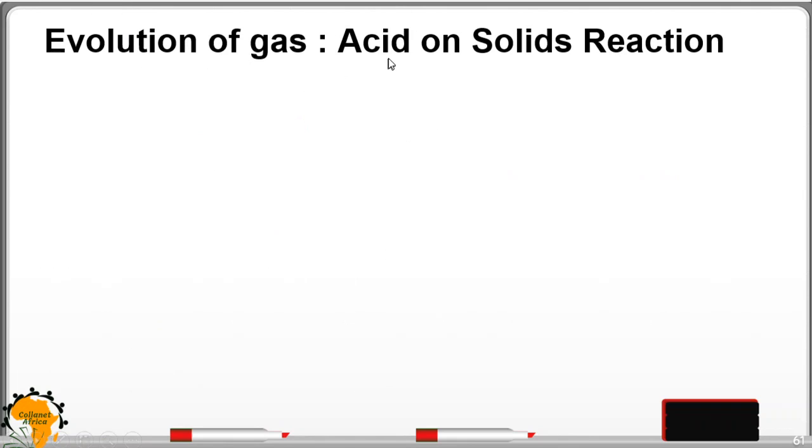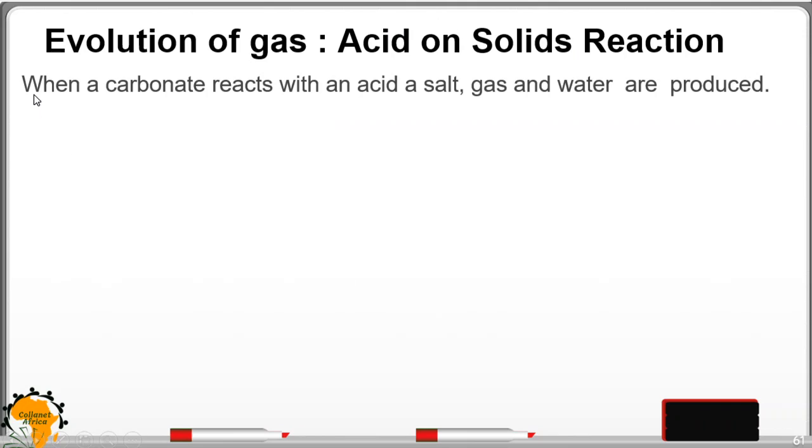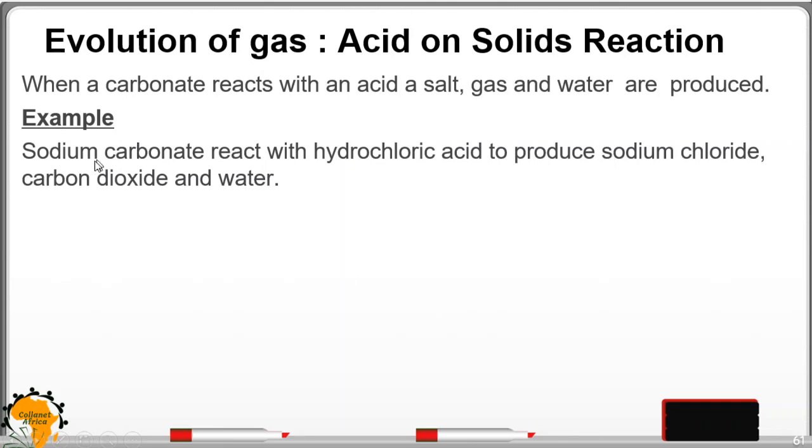Evolution of gas: acid and solid reaction. We are going to look at acid on solid reaction. As an example, when a carbonate reacts with an acid, it is good to notice that they produce 3 things: a salt as a product, gas as a product, and water. So for example, sodium carbonate reacts with hydrochloric acid to produce sodium chloride, that is a salt, carbon dioxide as a gas, and water.